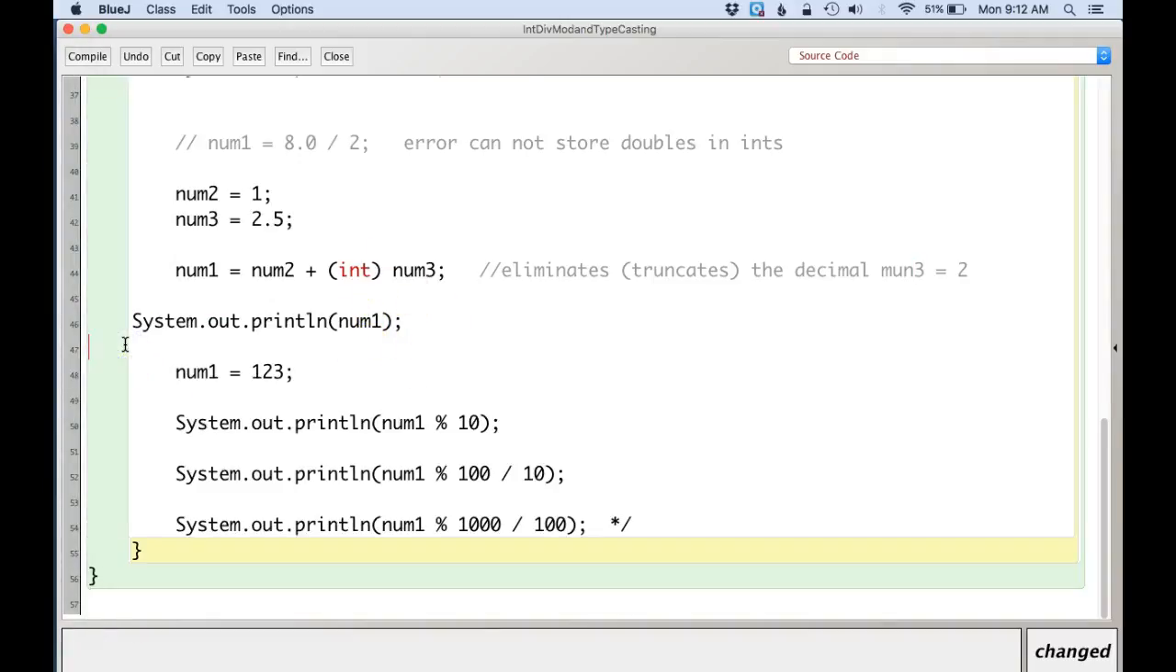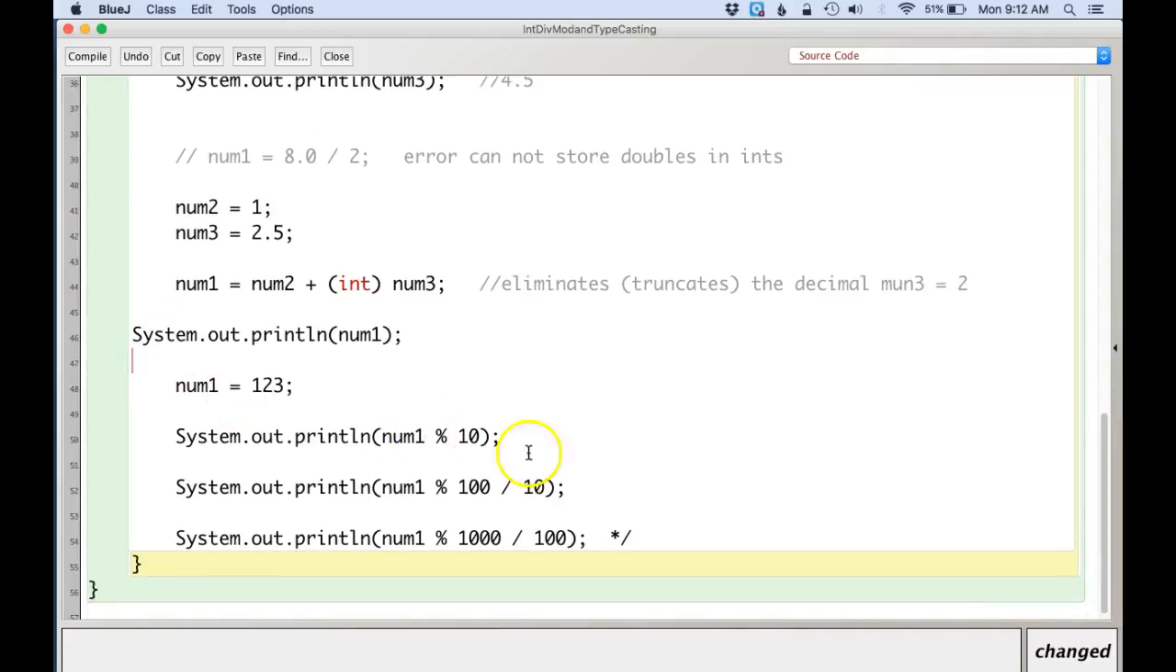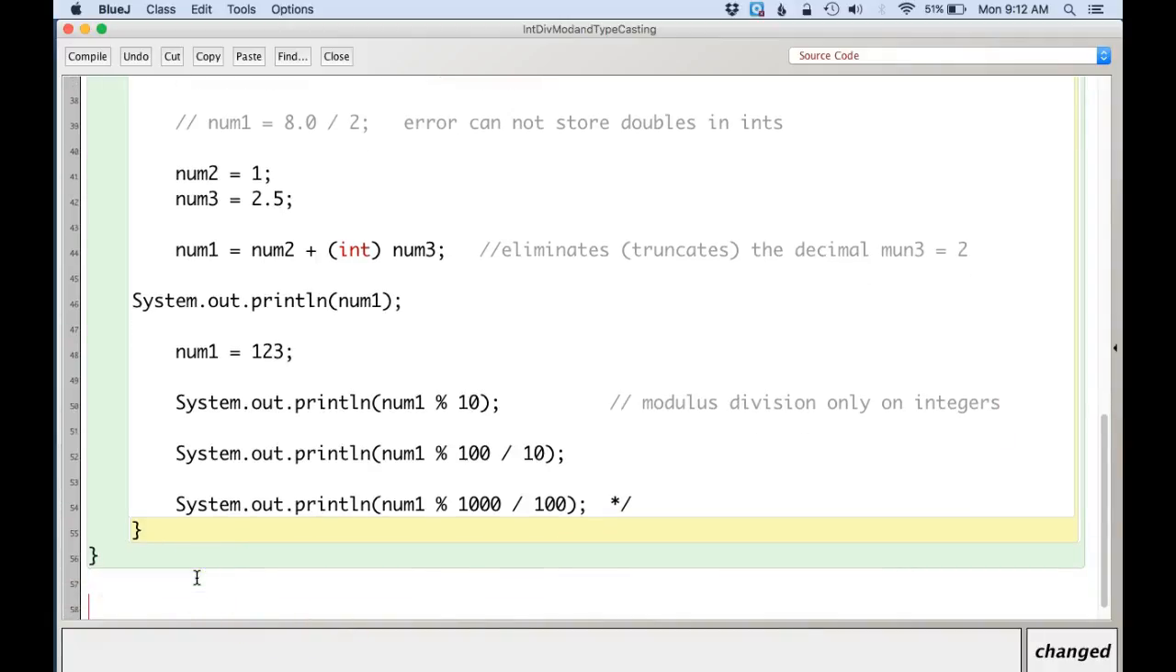Okay, and then here we have our modulus division. So modulus division, remember, is the remainder. So integer and modulus division generally go together. You can modulus a double, but it's not really recommended. So generally we say integer division, this is modulus, and modulus division only on integers. Okay, you can do it on doubles, but it has a different effect that you might not know about.